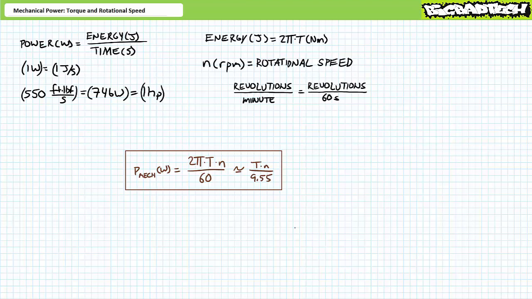In summary, mechanical power in units of watts is equal to torque in units of newton meters times rotational speed in units of RPM divided by 9.55. Write this down in your notebook. Let's try some basic examples of this formula and its algebraic permutations.